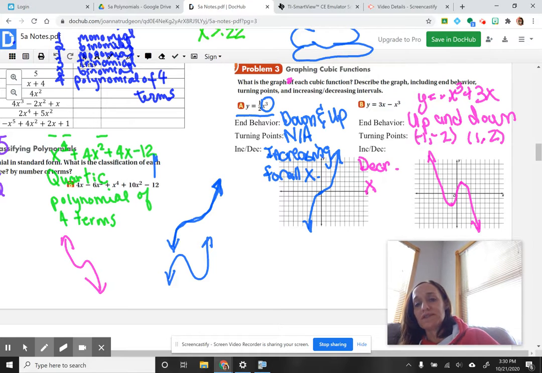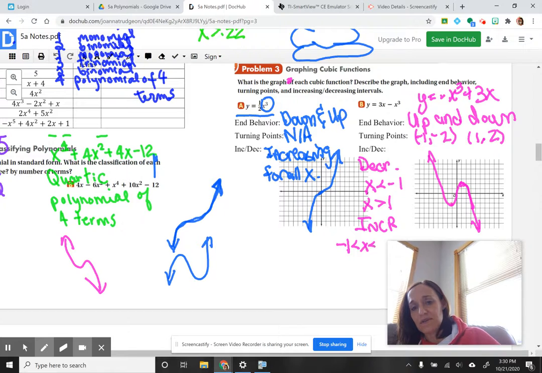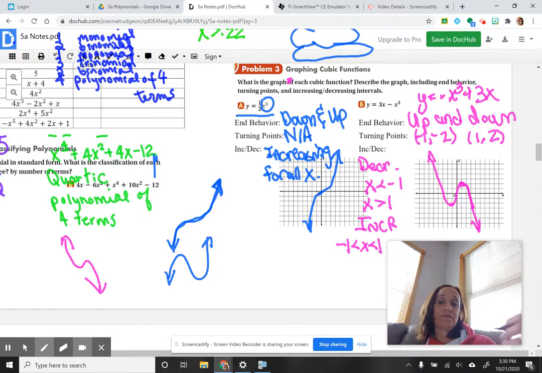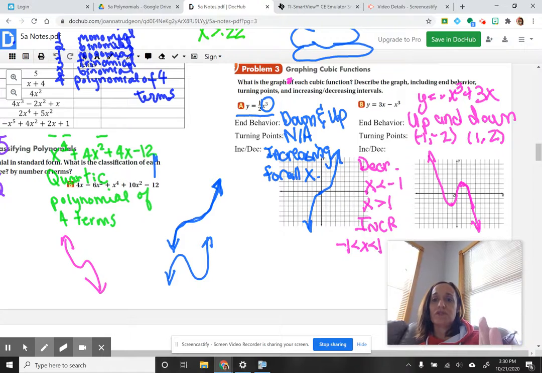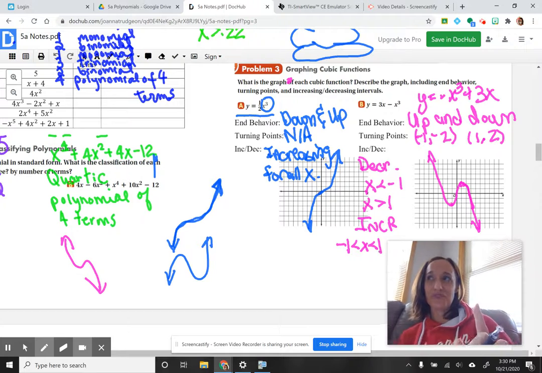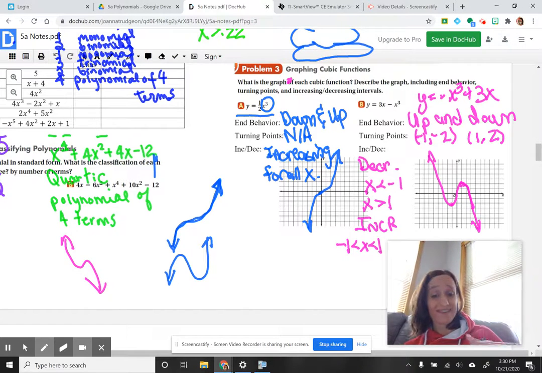So it's decreasing when x is less than negative 1, and it's decreasing from here on, when x is greater than 1. And then it's increasing when negative 1 is less than x is less than 1, between negative 1 and 1. Again, you're always doing increasing and decreasing as how it relates to x, not how it relates to y, which is a little goofy because you'd think if you're talking about going up and down, you'd be talking about a y thing, and not an x thing. All right, so that's it.